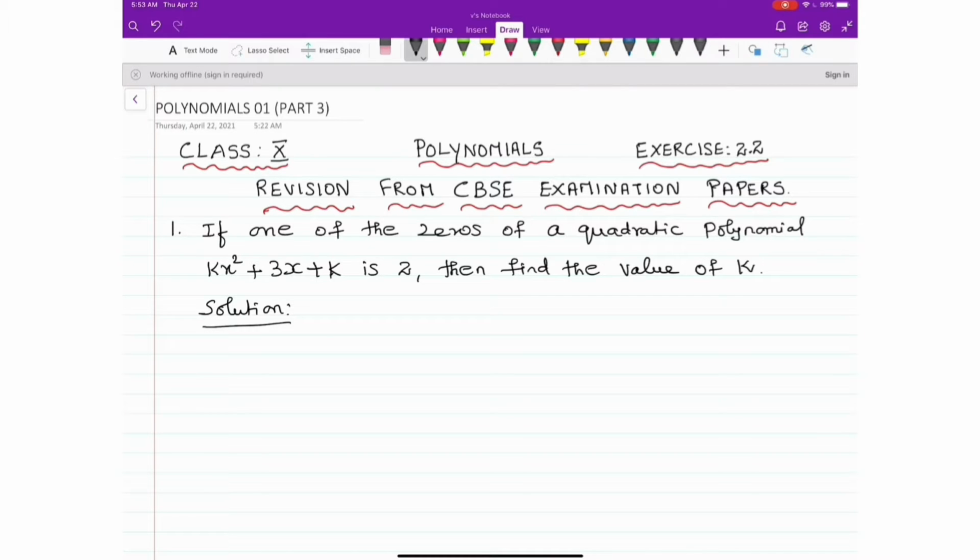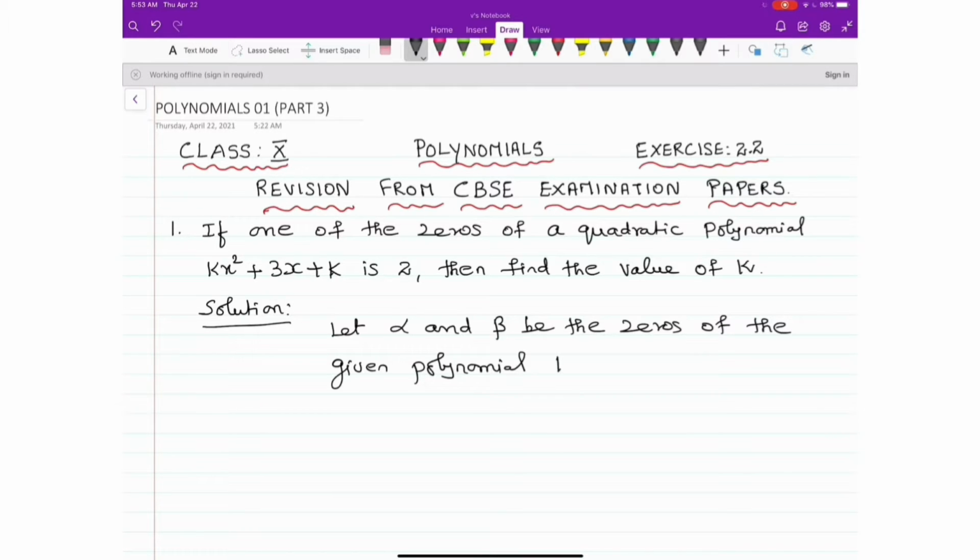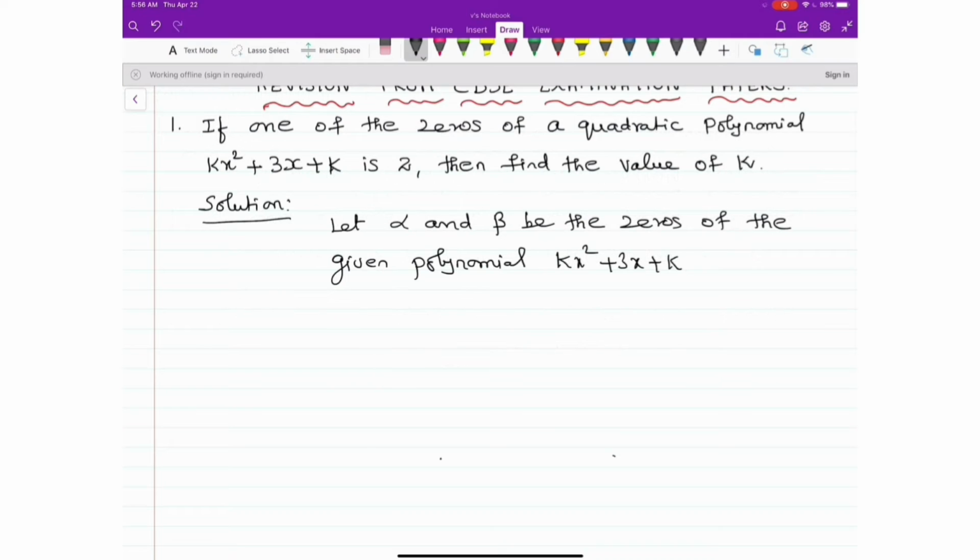Let alpha and beta be the zeros of the given polynomial kx square plus 3x plus k. What is given to you? One of the zeros of the quadratic polynomial is 2. So, you can take alpha as 2. Alpha is equal to 2. Given.